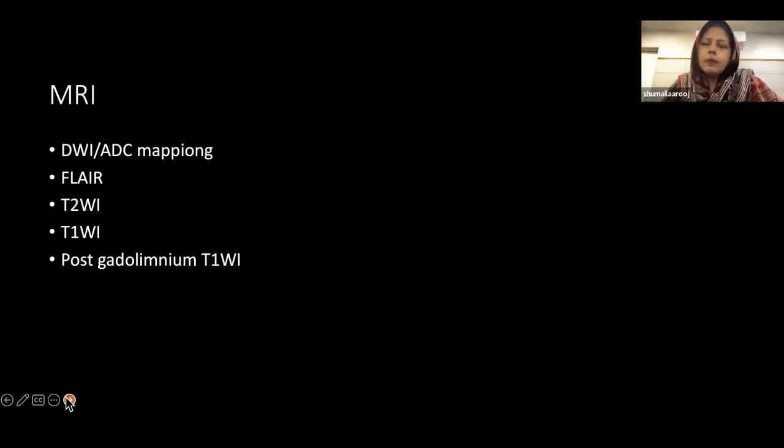Now I will mainly focus on MRI, because MRI is the investigation of choice on the basis of which we can differentiate between different kinds of infections, and infections from tumors and from other entities like infarcts. A very important sequence which we perform, apart from T1, T2 and FLAIR images, is the diffusion weighted image with ADC mapping. The post-gadolinium images also play a very important role.